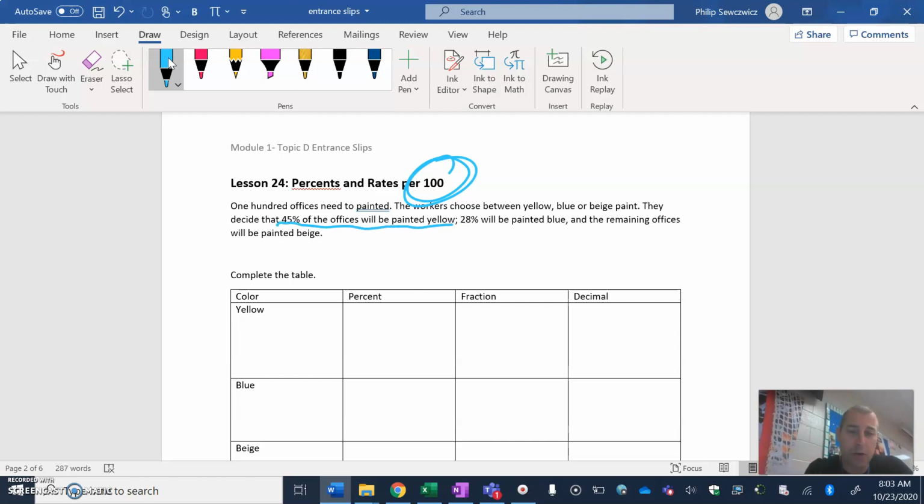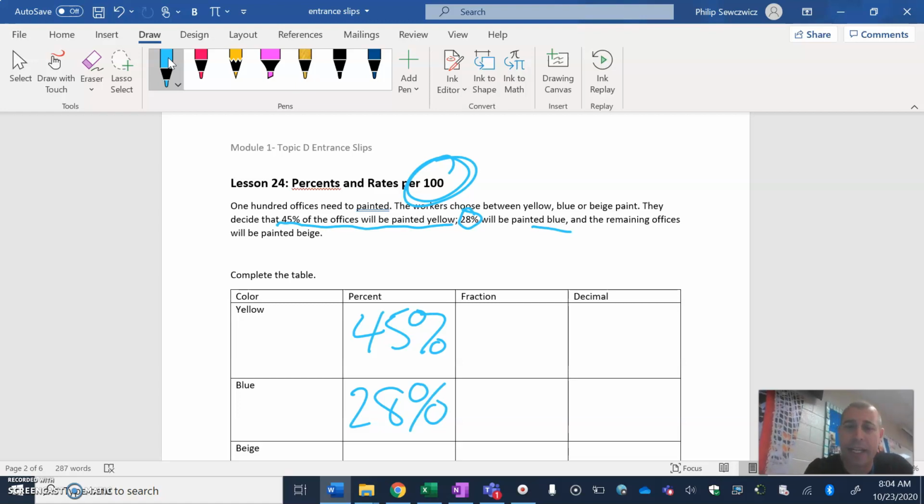So we see here that 45% of the offices are yellow. There we go. When I make my percentage symbols, I write them fast so I connect it, so it looks like a zero up here with the 70. Maybe you just do the slash, you don't connect it. That's fine. I'll show you another one here. 28% will be blue. There's your blue, there's your 28. Some people will just do that, and that's certainly fine as well. And then the remaining is beige.